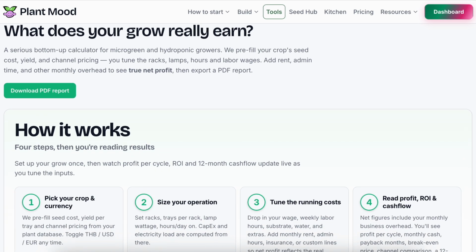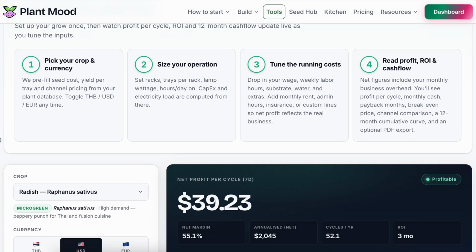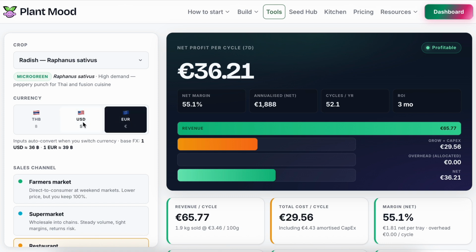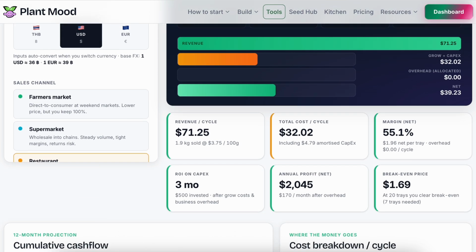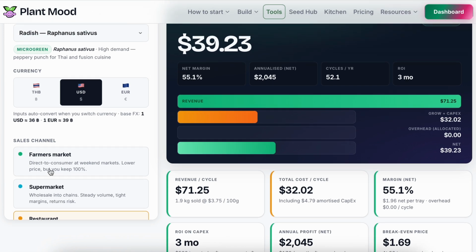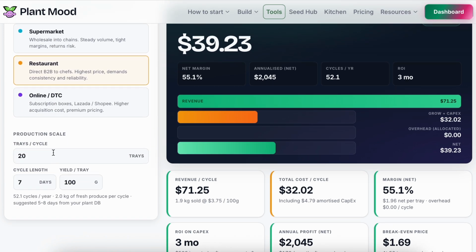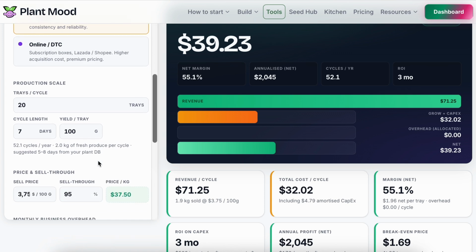Seeds, substrate, power, labor, equipment, crop choice, and sales channel in your selected currency. You can also download a PDF report of your scenario. Pick a crop from microgreen and hydroponic groups, yield and cycle length pull from the plant database. Choose your currency, then pick a sales channel: farmers market, supermarket, restaurant, or online. Each channel sets a default sell price and sell-through percentage from real market data.